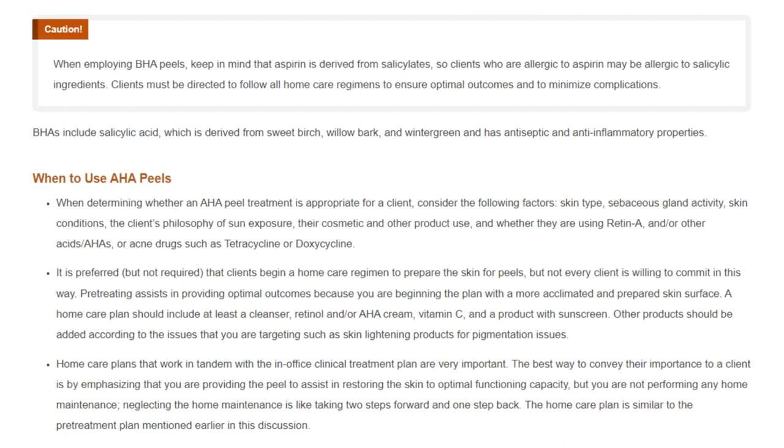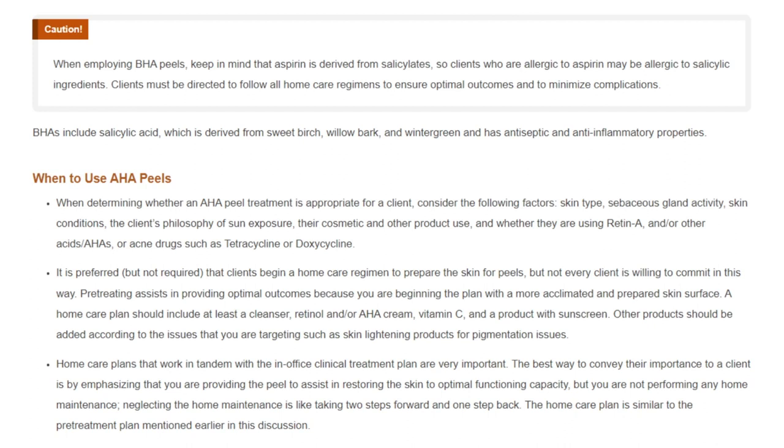Pre-treating assists in providing optimal outcomes because you are beginning the plan with a more acclimated and prepared skin surface. A home care plan should include at least a cleanser, retinol and/or AHA cream, vitamin C, and a product with sunscreen. Other products should be added according to the issues that you are targeting, such as skin lightening products for pigmentation issues. Home care plans that work in tandem with the in-office clinical treatment plan are very important.